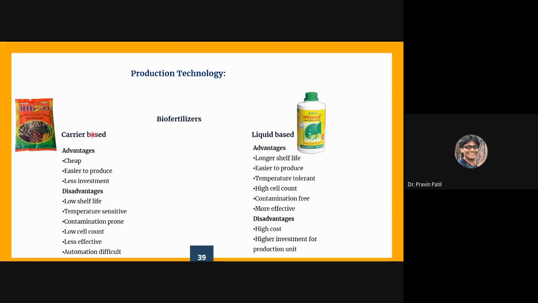So even though the carrier-based biofertilizers have their advantages, they also have several disadvantages, such as low shelf life. That means those microbes won't survive for longer time. After some time they would die eventually, or they would go into the dormant stage, and that will ultimately reduce the efficiency of the process. Then they are temperature sensitive.